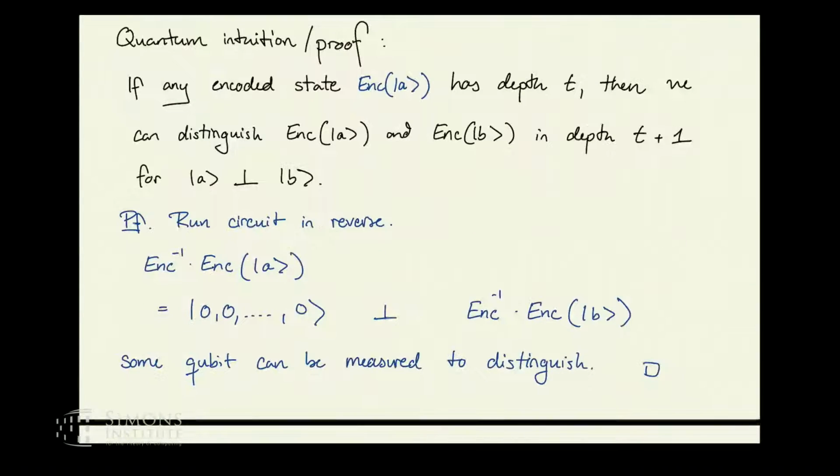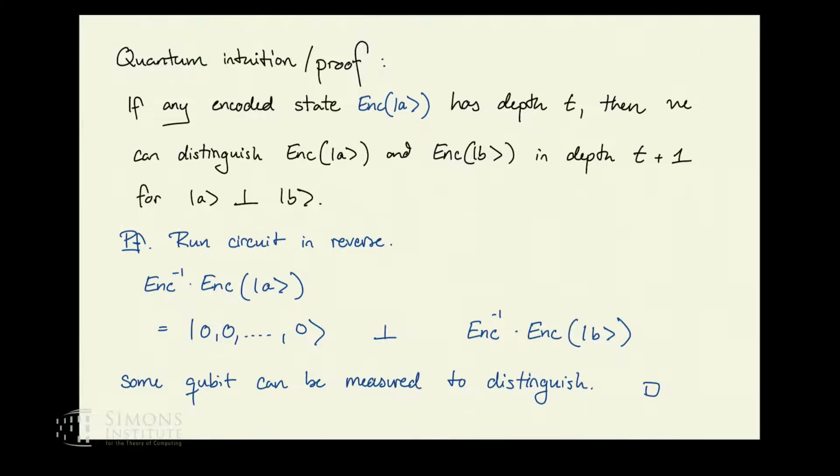The quantum proof, I'd argue, is also just simpler. And it comes from the following idea: if the state encoding of A had depth t, so if there was any state in the quantum code which had low depth t, then you could distinguish that state from some other state B, which was orthogonal, in depth t plus 1. So being able to construct the state is necessarily harder than the distinguishing problem. And why is that the case? Well, you could just run the circuit in reverse.